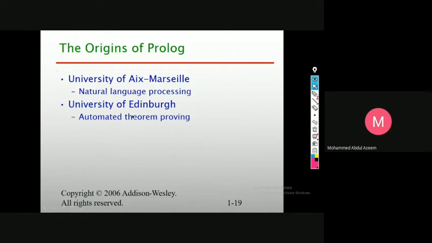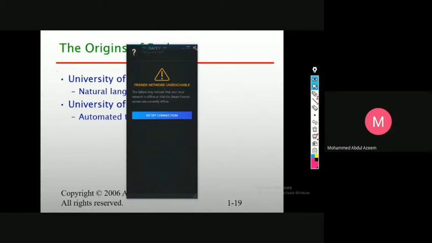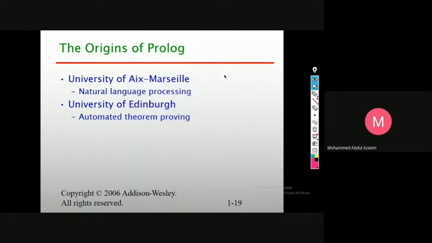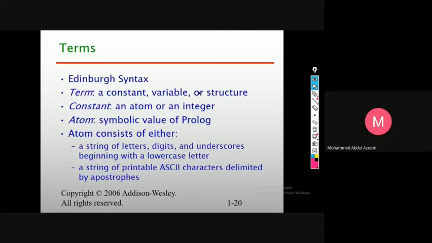The origins of Prolog, if you see, have actually been invented by certain innovators, like Marseille university people who have invented natural language processing, and Edinburgh University people who have probably started automated theorem proving, have given a way or a path that drove towards Prolog, right?